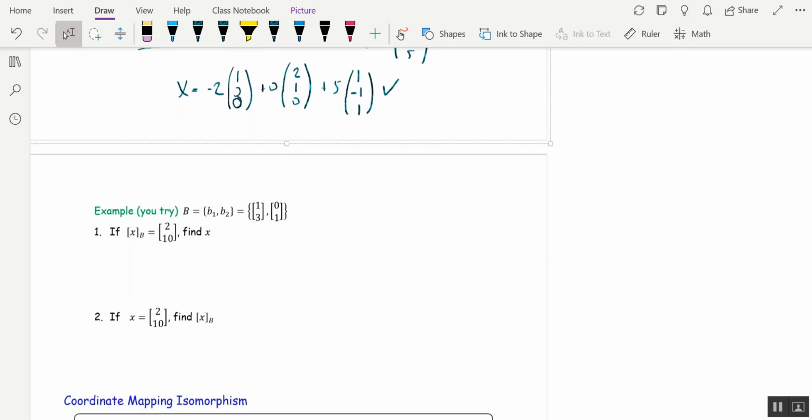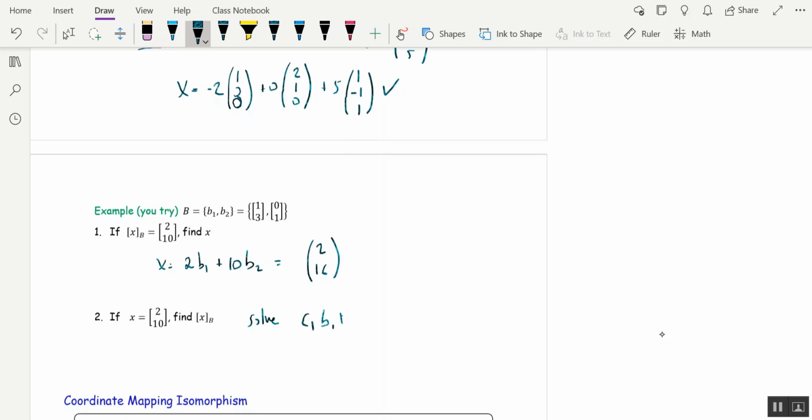Both directions. Okay, hopefully you did that. Easy direction: x is 2 b1 plus 10 b2, and that turns out to be 2, 1, 6. All right, this direction, we want to solve c1 b1 plus c2 b2 equals x. So we want to reduce the augmented matrix, put b1 in as the first column, b2 in as the second column, augment with 2, 1, 0, and that just takes one row operation. We get 0, 1, 4 here, so x_B is 2, 4.